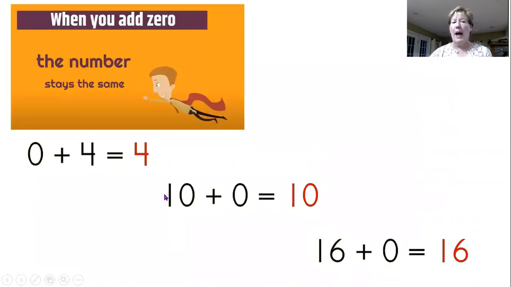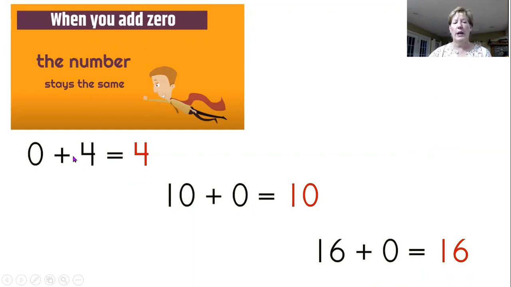So let's look at the pattern here. I'm going to read these. Let's see if you notice something. 0 and 4 equal 4. 10 plus 0 equals 10. 16 plus 0 equals 16. Did you notice that when you add 0, the number stays the same?